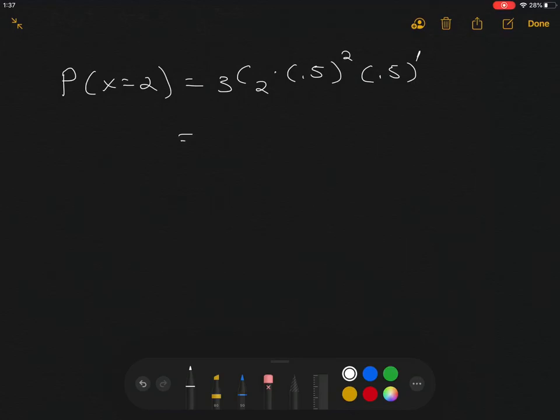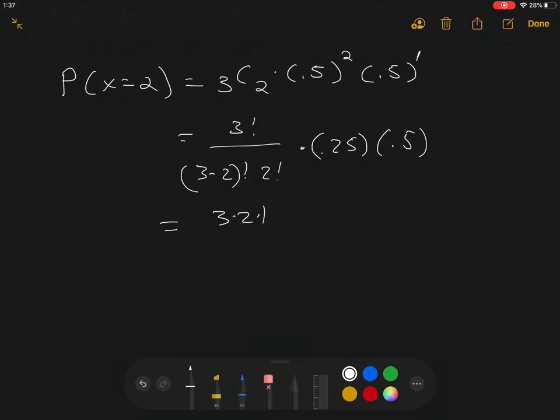I can say n factorial, which is 3 in this case, 3 factorial divided by 3 minus 2 factorial times 2 factorial times 0.5 squared is 0.25 times 0.5 to the first power is 0.5. You have 3, 2, 1 in the numerator of our fraction. 3 minus 2 is 1, so 1 factorial times 2 factorial.